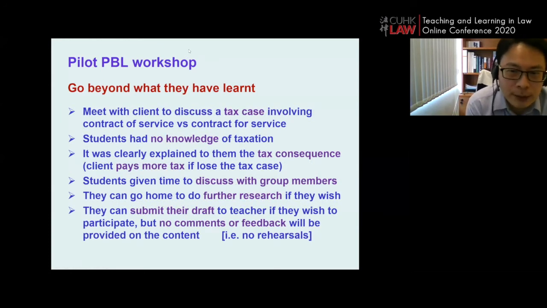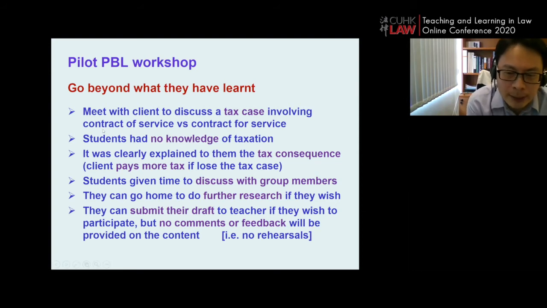The question is basically on a tax case. They need to advise the client on tax matters. Based on my understanding, none of the students have any knowledge of taxation. However, they understand the concept of contract of service and contract for service. And I have explained to them that if the tax authority wins and they're found to have a contract of service, they pay more tax. So that's a real situation.